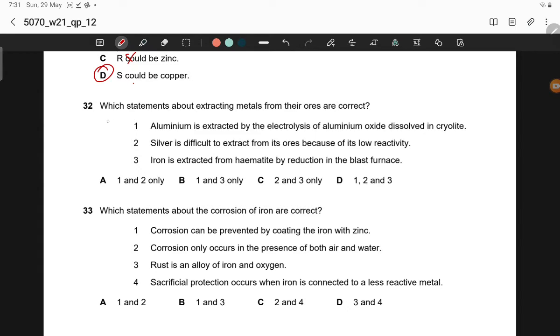Question number 32. Which statements about extracting metals from their ores are correct? Aluminium is extracted by electrolysis of aluminium oxide dissolved in cryolite. This is correct.